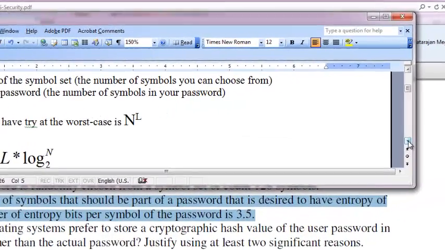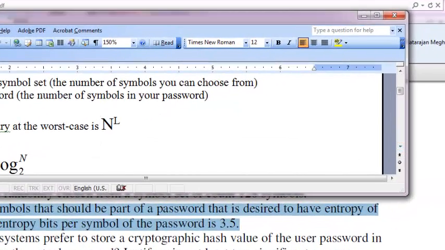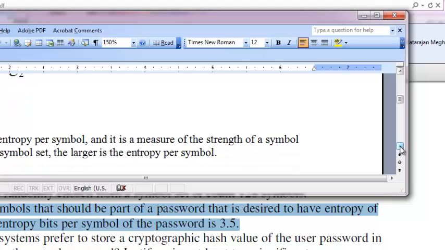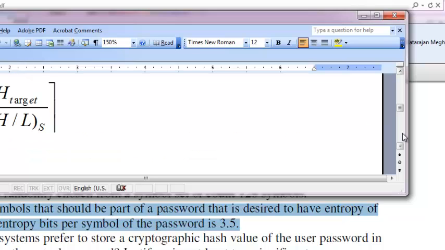The size of the symbol set is not given here, but what is given is the number of entropy bits per symbol of the password, which means you are given basically this log n to the base 2. So n is not given, log n to the base 2 is given. Entropy per symbol is given, and you want to find the length of the password. So you have to apply this formula, right? This is entropy per symbol, this is the desired entropy.